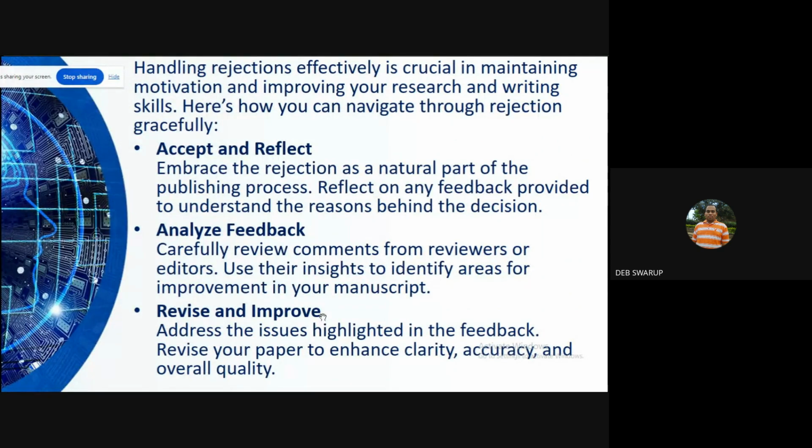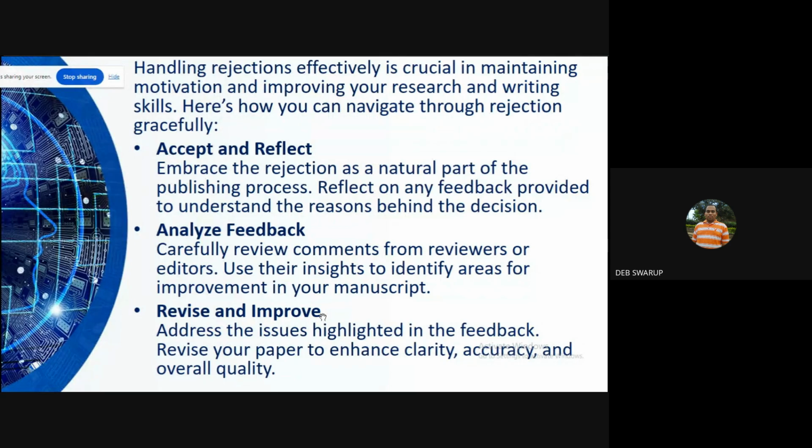Clear? This is what I was talking about. Accept and reflect on what wrong we have done, what parts need correction, whether there is any grammar error being reflected upon. Analyze the feedback carefully, analyze whatever he has written.